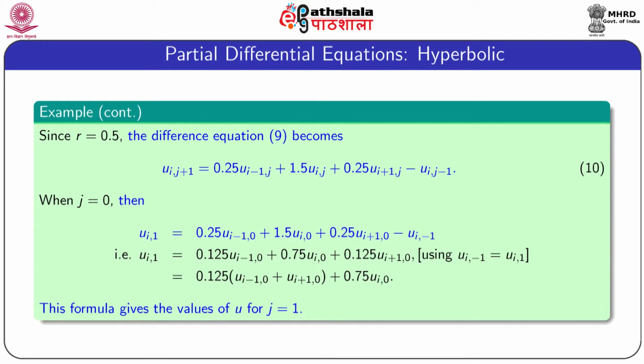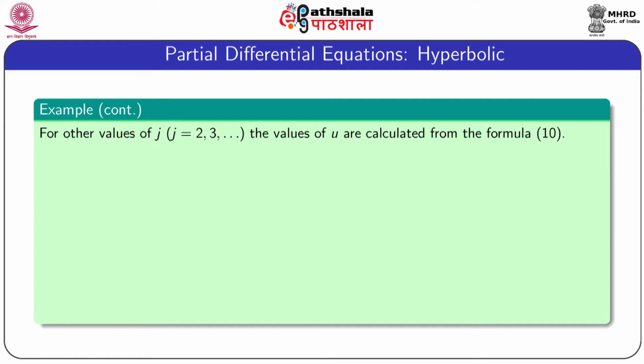So this value gives all values of i for j equal to 1 and for i equal to 1, 2, 3, 4 and so on. For other values of j, that means when j equal to 2 or 3 and so on, the values of u are calculated from the equation 10.